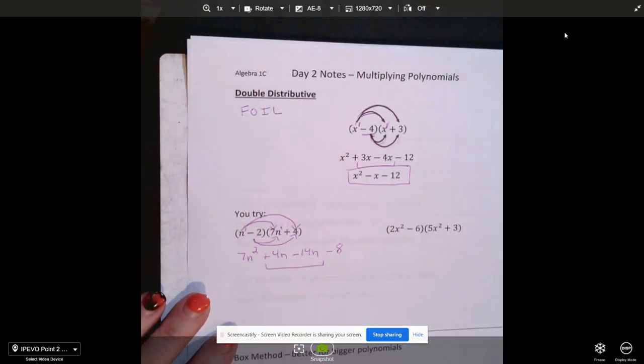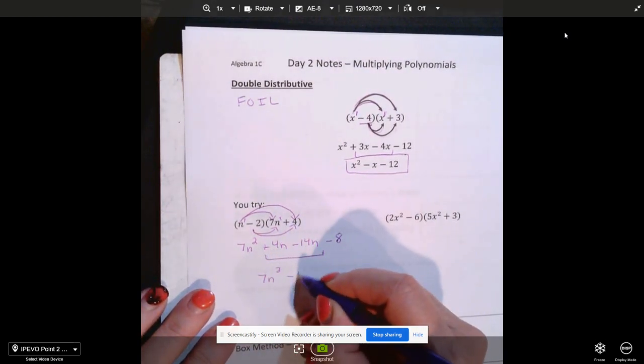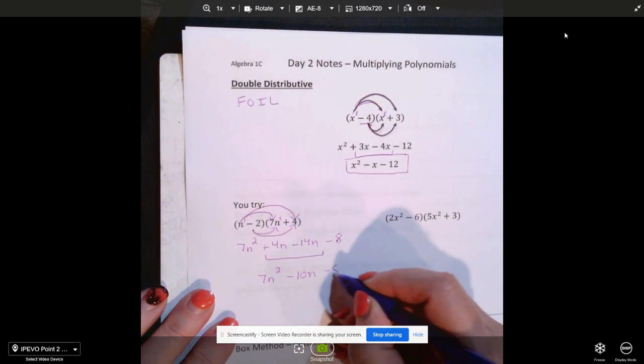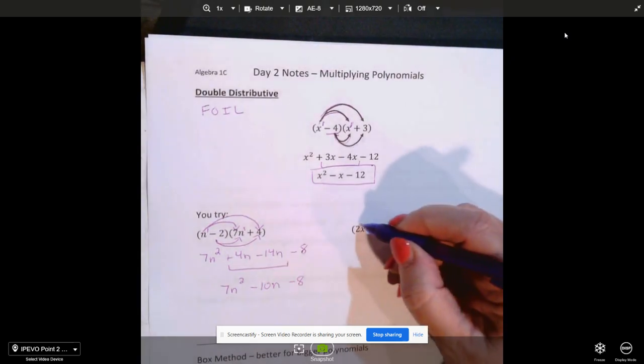These 2 here will be like terms. So this will be 7n squared minus 10n minus 8. And then that'll be your answer for that one. All right, let's go through this next one.